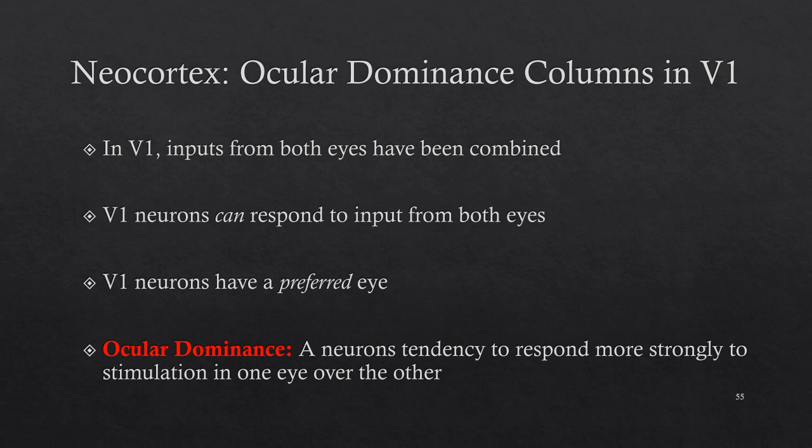So by the time we reach V1, we've got inputs from both eyes being combined. If we think back to our visual pathways that we covered in chapter 8, at this point the input from both eyes has been combined. Neurons in the primary visual cortex can respond to input from both eyes, but most have a preferred eye. They respond more vigorously to one eye over the other. This is referred to as ocular dominance. Ocular dominance is a neuron's tendency to respond more strongly to stimulation in one eye compared to the other.